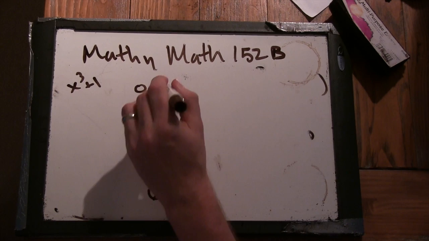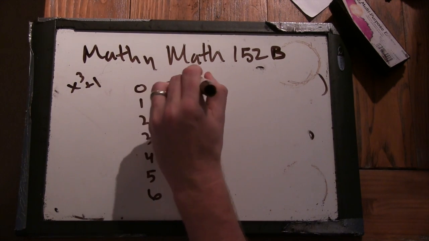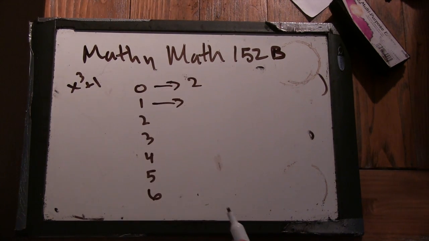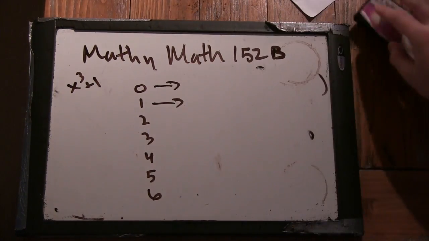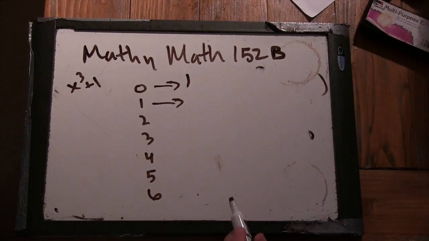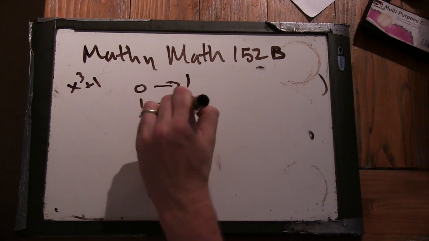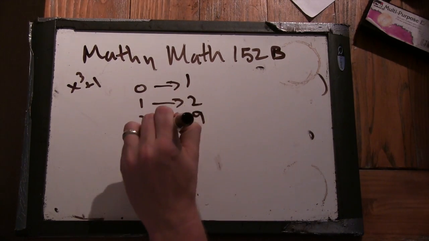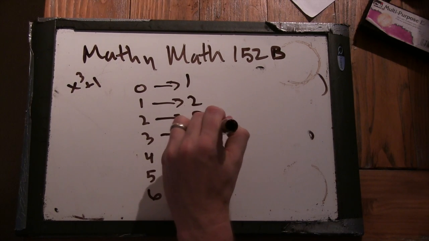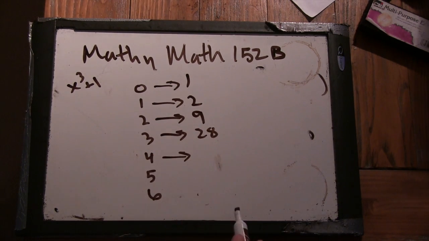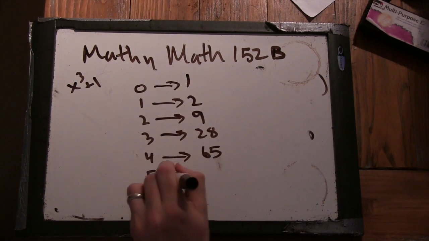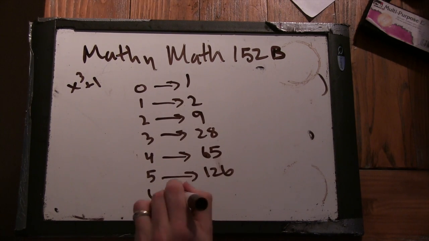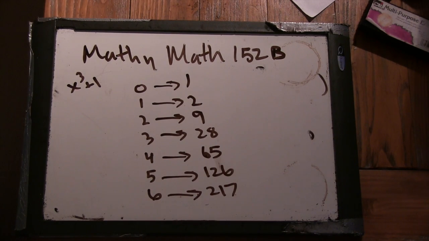Starting with 0 goes to 1. Sorry, 0 goes to 1. 1 goes to 2. 2 goes to 9. 3 goes to 28. Then 65, 126, and 217. Okay.